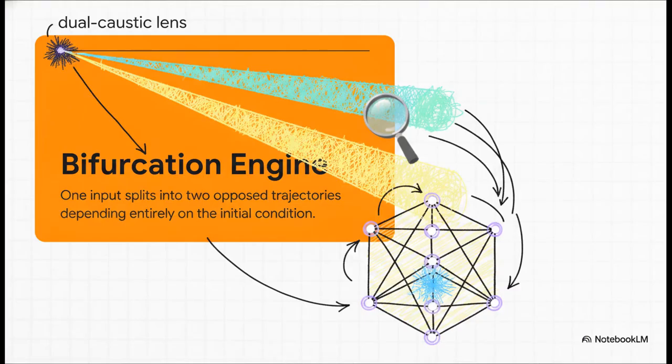Now, the source introduces this absolutely fascinating concept of a bifurcation engine. If you're into physics, think of a dual caustic lens. Light enters, splits, and resolves based entirely on its starting point. Well, here the text itself is the equation, but you, the reader, you act as the initial condition. You are the variable x that actually decides the outcome of the split.